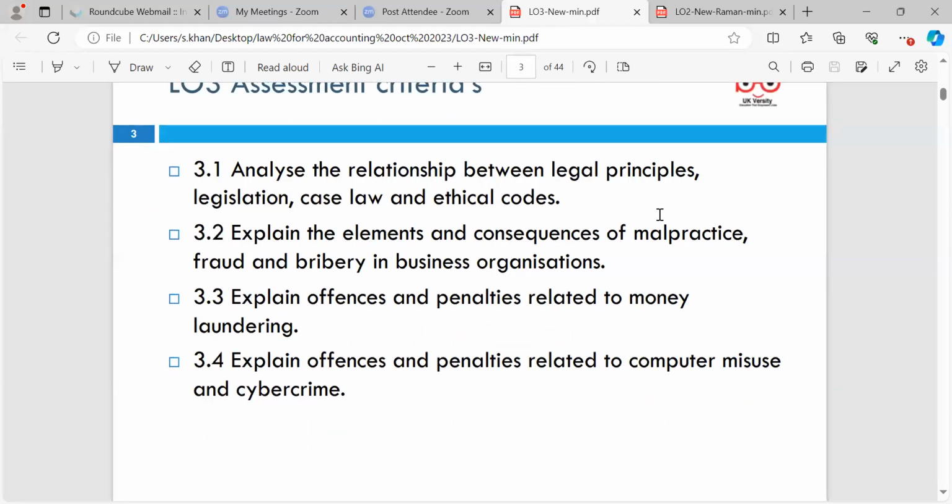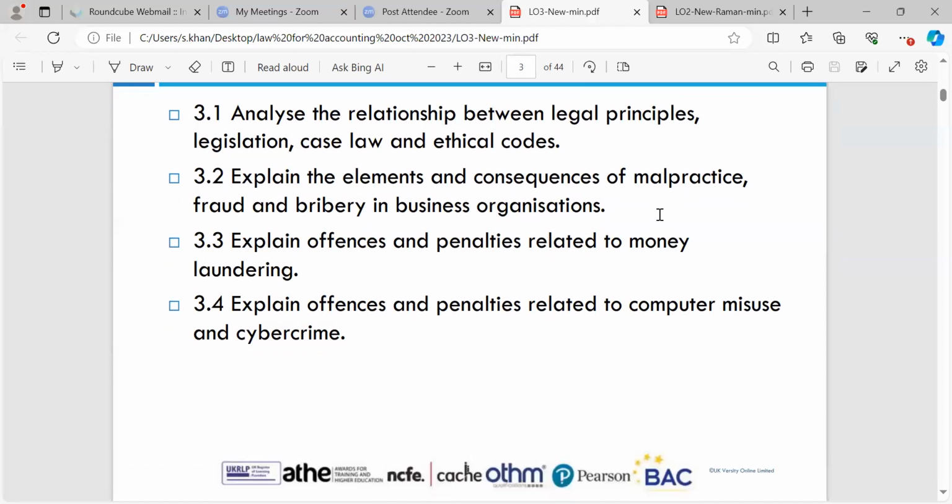So the first one is 3.1, which is to analyse the relationship between legal principles, legislation, case law and ethical codes. 3.2, to examine the elements and consequences of malpractice, fraud and bribery in business organisations. 3.3, explain offences and penalties related to money laundering. 3.4, explain offences and penalties related to computer misuse and cybercrime.